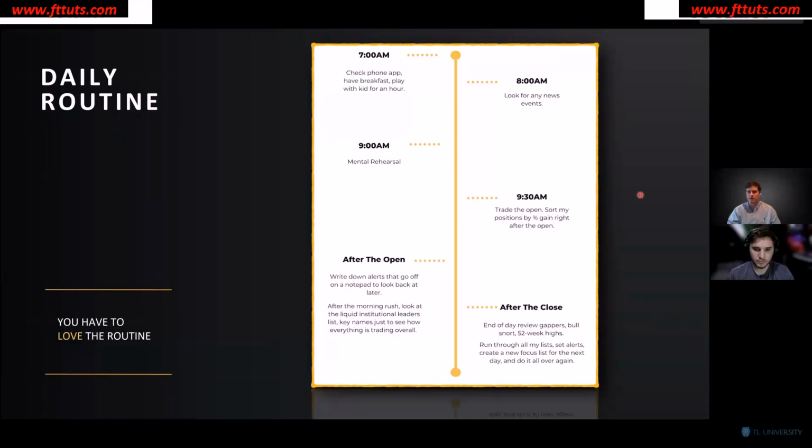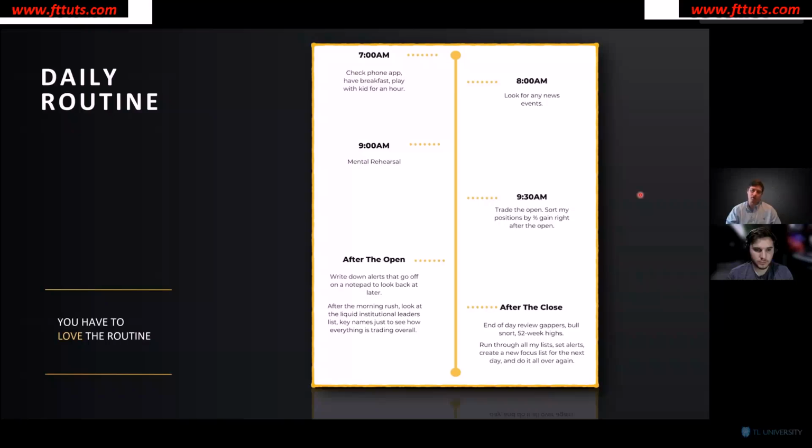I like to let things settle, but sometimes there's a name that you need to be ready to roll on right on the open. So I want to be ready for that. And then I want to be thinking about the names that I own and how I want to treat them, kind of reiterate in my head what my plan is, so that I think by doing this, you're going to make less emotional decisions. 9:30, trading the open.